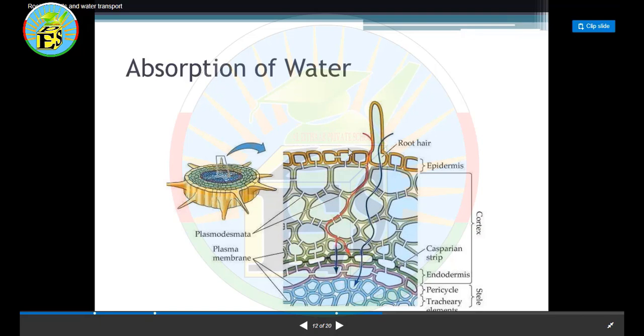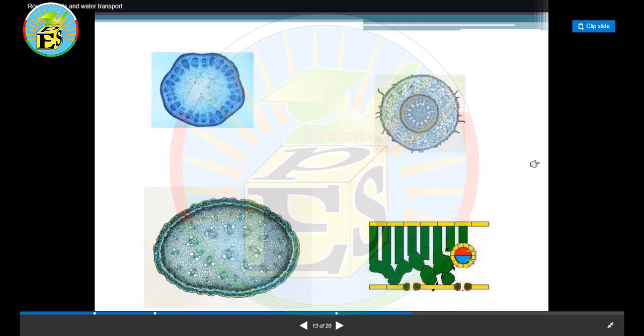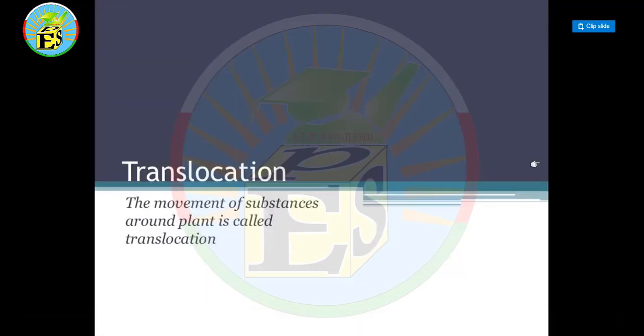This layer with the big cell is plasmodesmata. This layer is the plasma membrane. What will happen? The root here will take in the water and will transfer the water here.